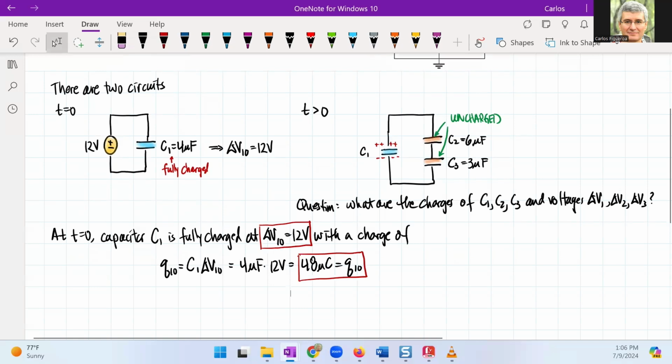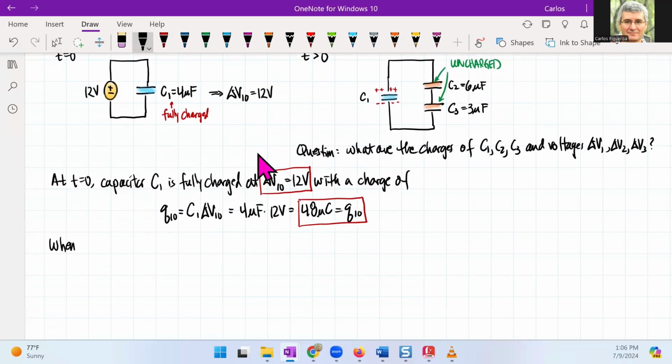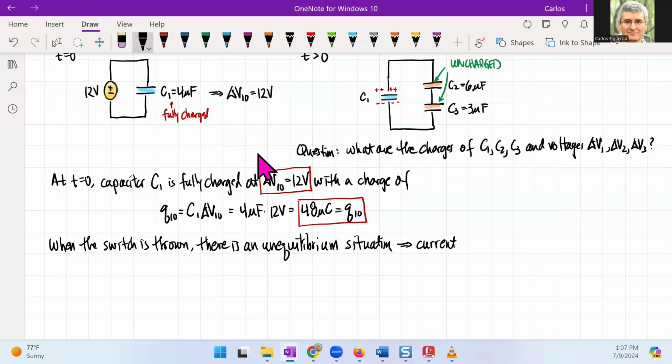So what do I expect? At some time t later, when the switch is thrown, there is a non-equilibrium situation, which implies that now current flows.